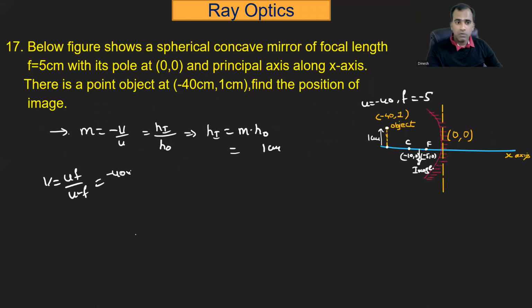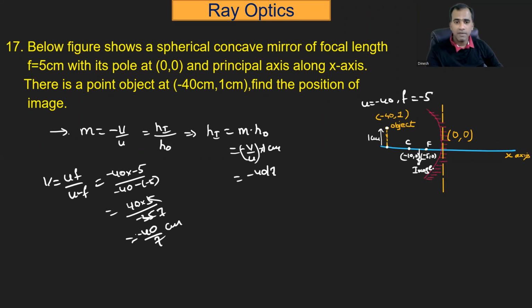So minus 40 into minus 5 divided by minus 40 minus of minus 5. So this is 40 into 5 divided by minus 35. 5 ones are 5, 5 sevens are 35. So minus 40 divided by 7 centimeters is the v value. So the magnification factor is minus v by u. So minus v by u is minus 40 divided by 7 divided by minus 5 into 1 centimeter. So this is plus 8 by 7 into 1 centimeter.